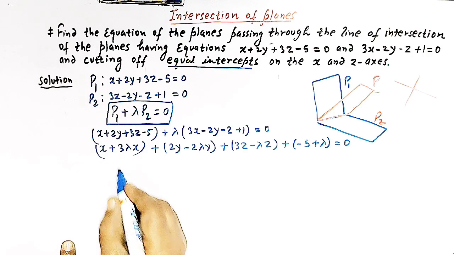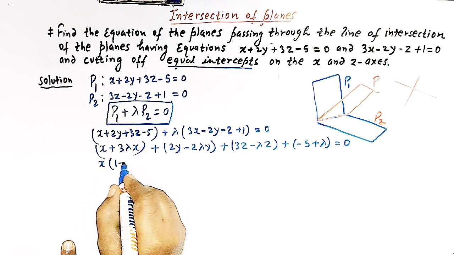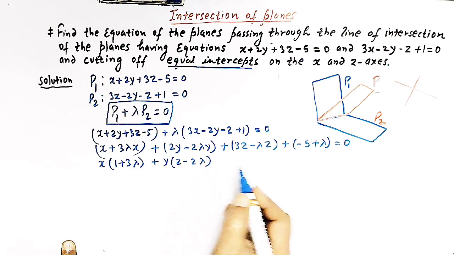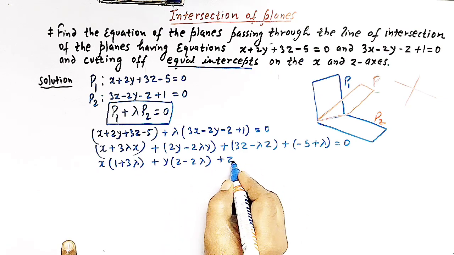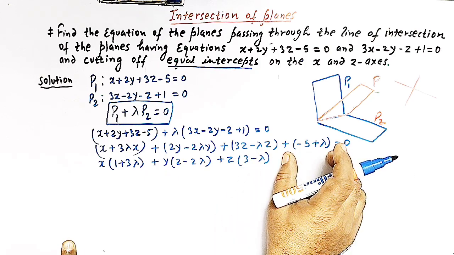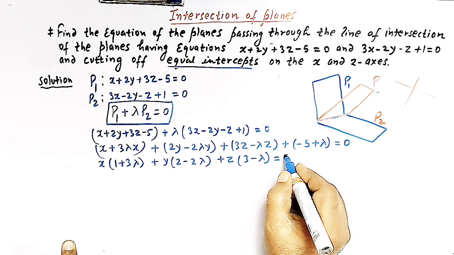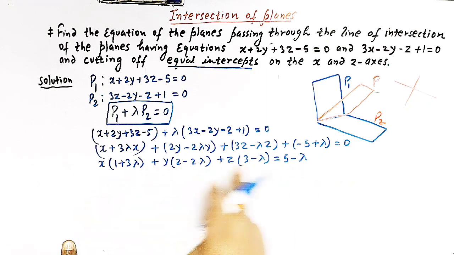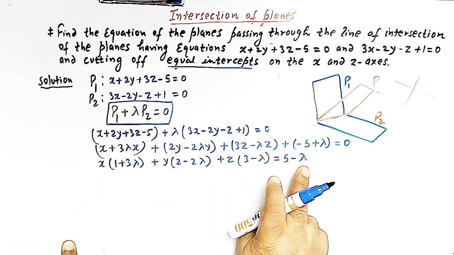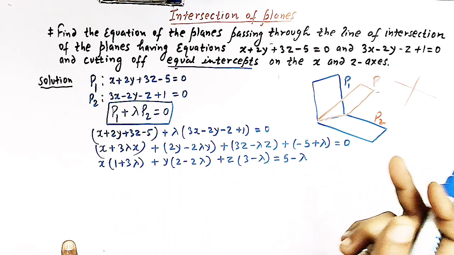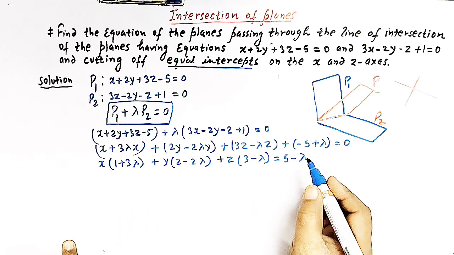So here we can take x common, so we have (1 plus 3 lambda), then we have here y common, so we have (2 minus 2 lambda), then here we have z common, and we have (3 minus lambda), and let us take this term to this side. So we have here 5 minus lambda, right? Now let us divide both sides by 5 minus lambda, because we have to convert this equation into the intercept form of the plane, right?